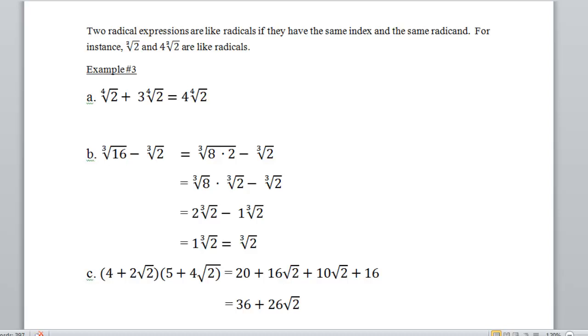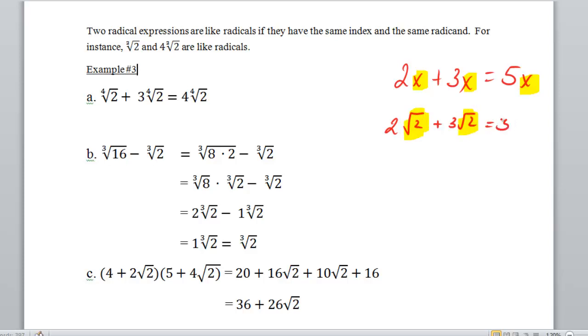For this next set of examples, we will focus on combining like terms. When we combine like terms, you probably most remember doing something of this nature, where the like term is the x value. Now we need to focus on the like term being a radical, so we could have a similar situation here, where the like term in this case is the square root of 2, and of course we would just carry the square root of 2.